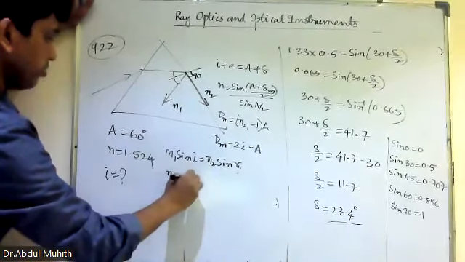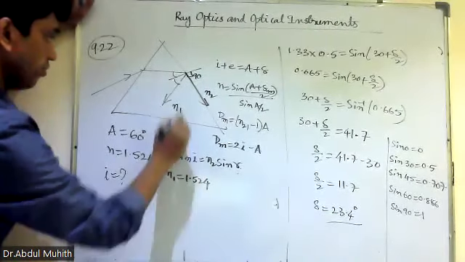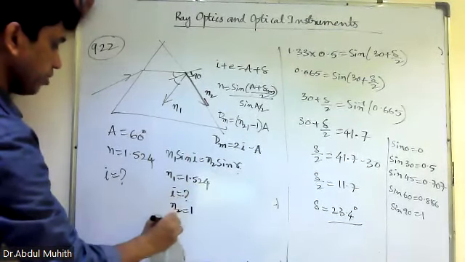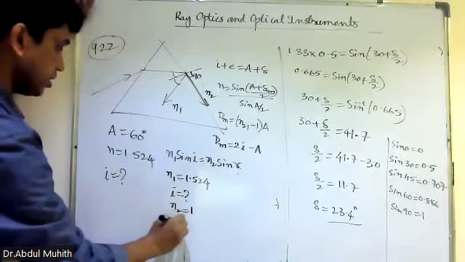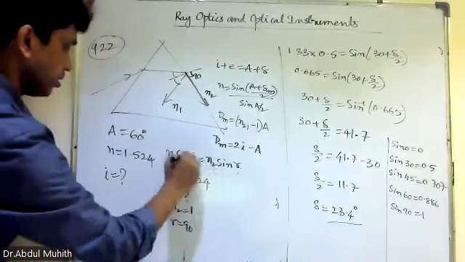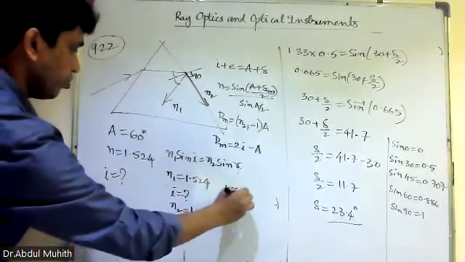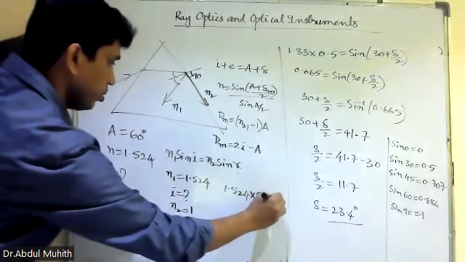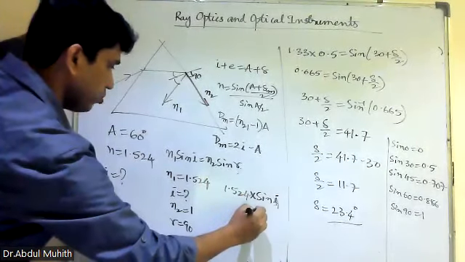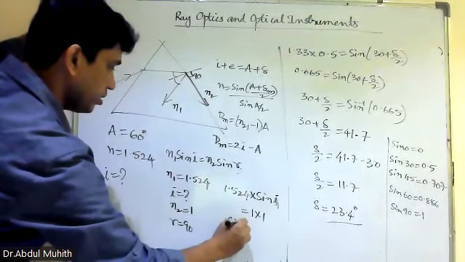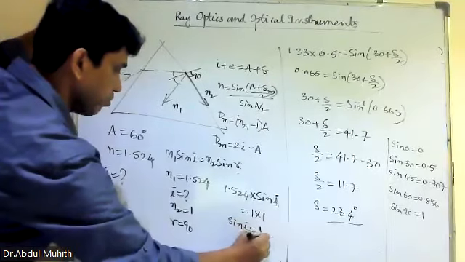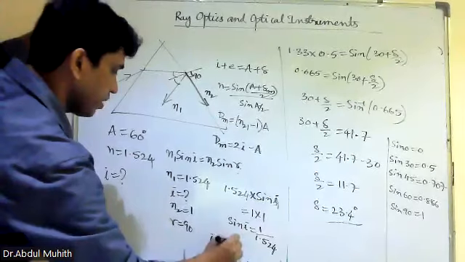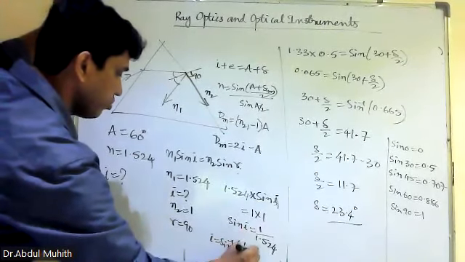N1 is 1.524, and we have angle of incidence we don't know, and angle of refraction, N2 is equal to 1. Angle of refraction R is equal to 90 degrees. So we have the formula. Just substitute that 1.524 into sin I equal to N2 into sin R, which is 1 into sin 90. So sin I is equal to 1 divided by 1.524. So I is equal to sin inverse of 1 divided by 1.524.